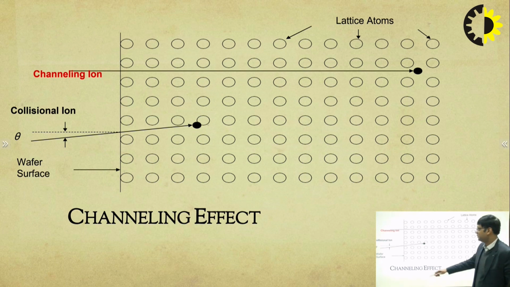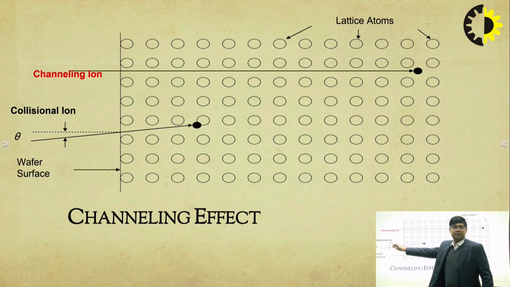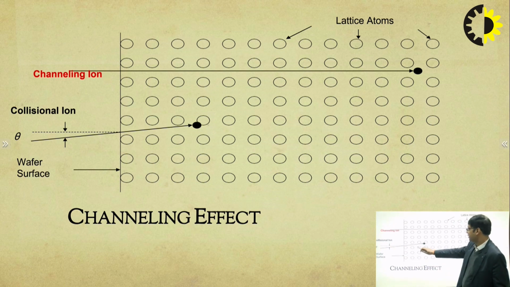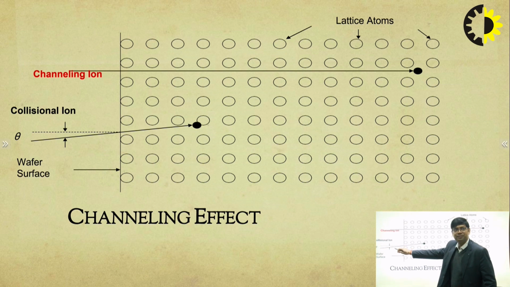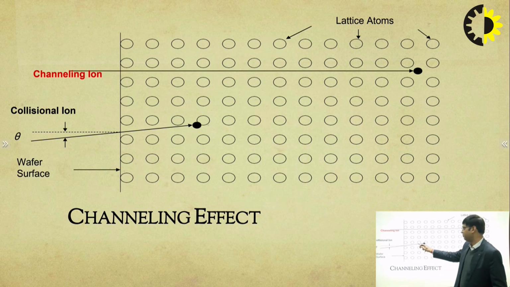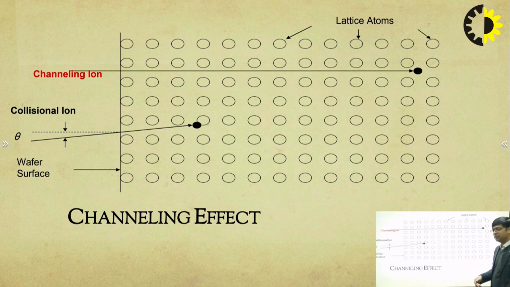Another is collisional ion. Collisional ion is a bit tilted, and when it enters the wafer at this angle theta, it encounters the silicon atoms, with which it collides. So it also depends on the angle whether our dopant ion will encounter some host silicon atom in its path or not.